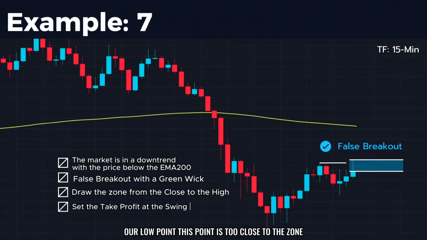Our low point, this point is too close to the zone, it won't count. We will look for this low point to turn into our TP. After getting TP, we will zoom in at 1 minute time frame. TP can be used at a distance.